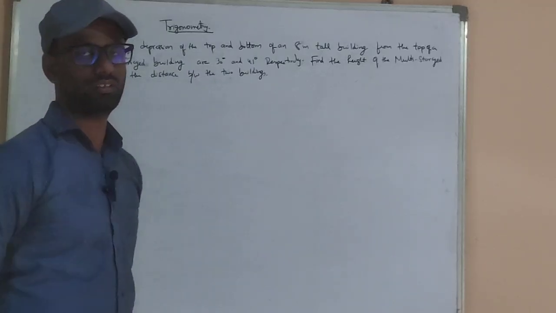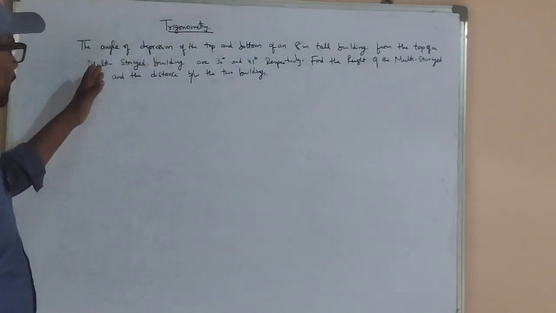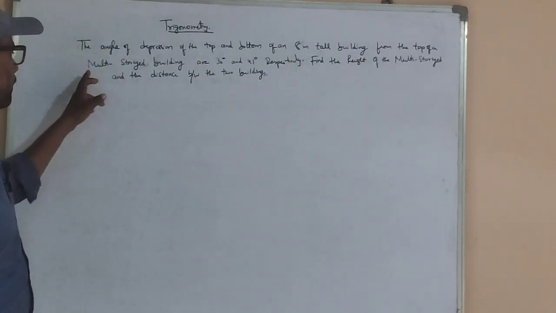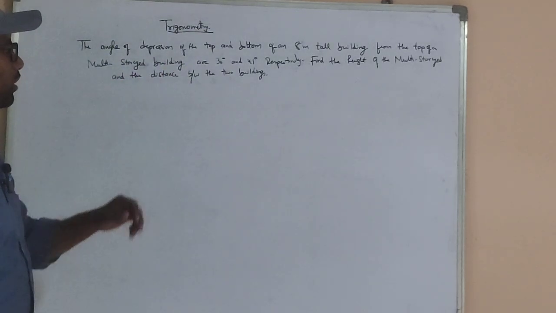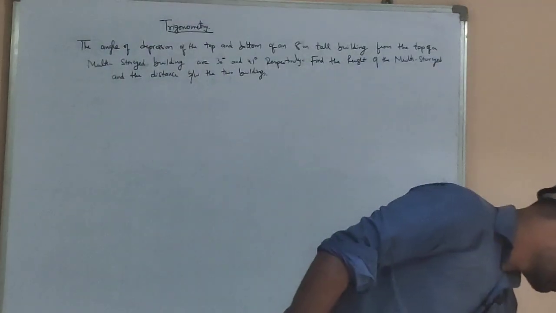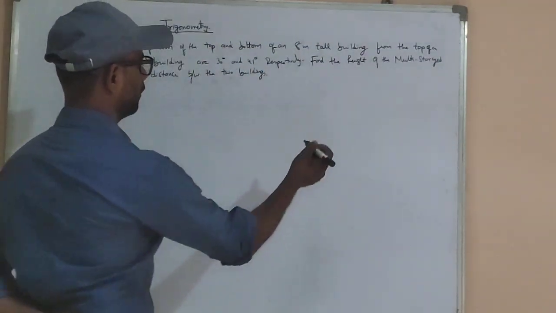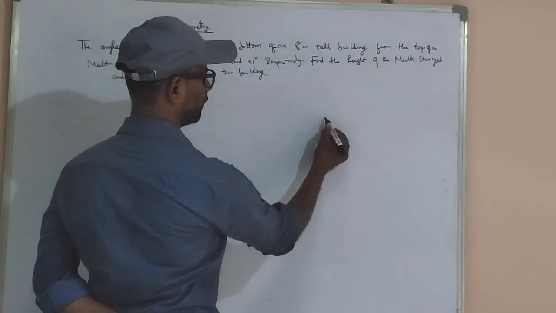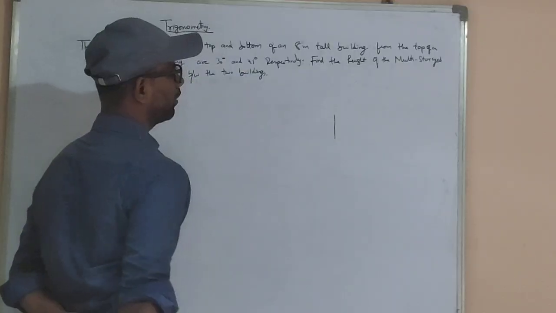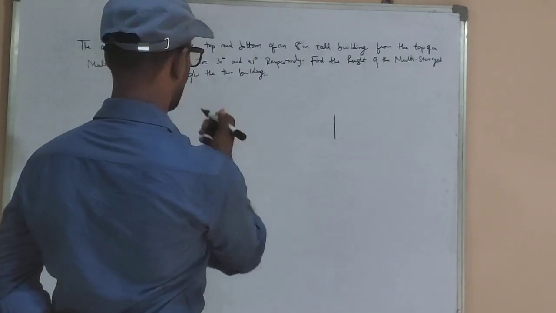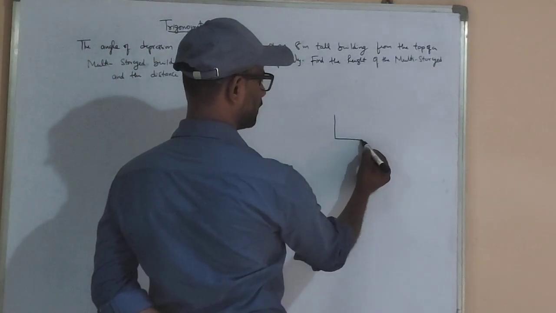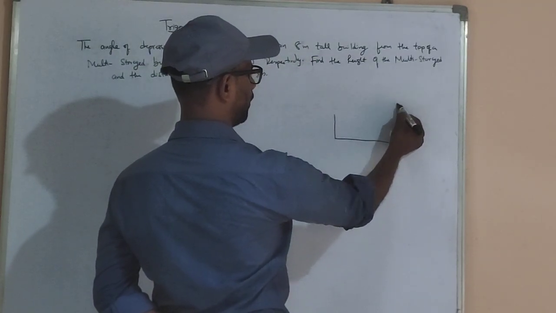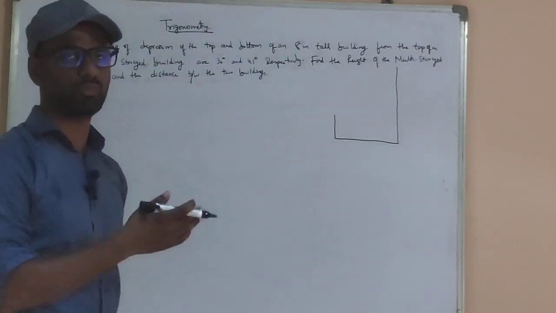So here is the question. It is written that the angle of depression of the top and bottom of an 8-meter tall building from the top of a multi-storied building are 30 and 45 degrees respectively. Suppose this is the 8-meter tall building. Suppose the multi-storied building is at some distance away from this short building, and it is somewhat taller as compared to this building.